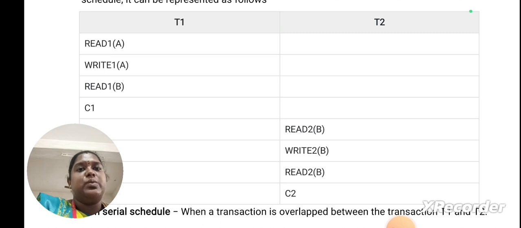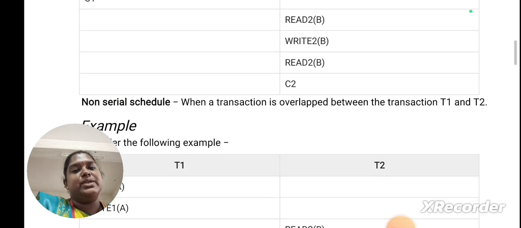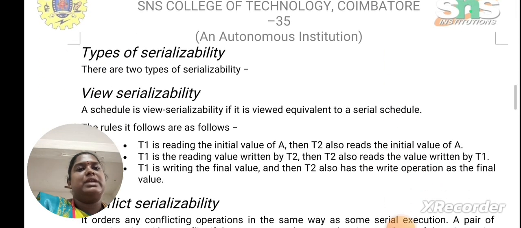In transactions T1 and T2, read 1 of A and write 1 of A, read 1 of B and then write 1 of B will happen here, and the commit will happen here. Next comes transaction 2: read 2 of B, write 2 of B, read 2 of B and then commit. There is no write operation for the second. So it is a non-serial schedule. When a transaction overlaps between transactions T1 and T2, it is a non-serial schedule.